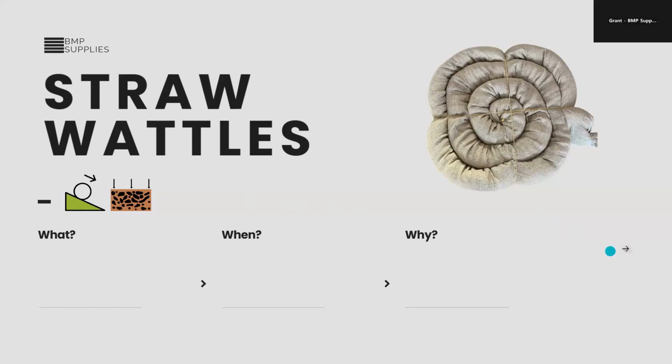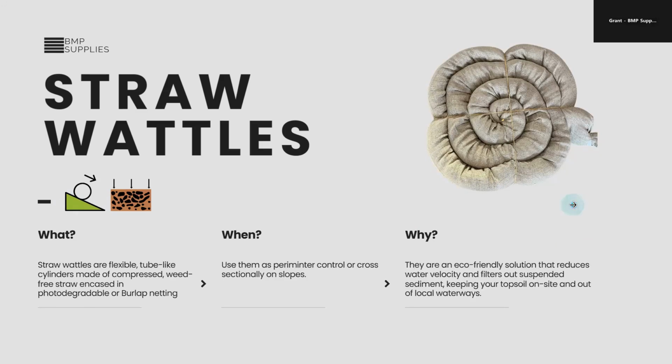The last product I'm going to talk about is straw wattles. These are pretty common for city infrastructure jobs. These address two items of the erosion and sediment control triangle. They can be used for erosion control on your slopes to slow down the water, or they can be used as sediment control as a perimeter. You can lay it instead of silt fence. You can use straw wattles for the perimeter of your job. That way, if any water is about to leave your job site with sediment in it, it will filter through.